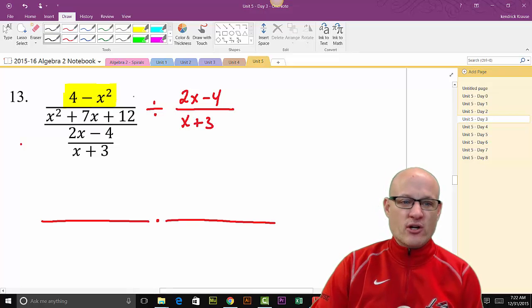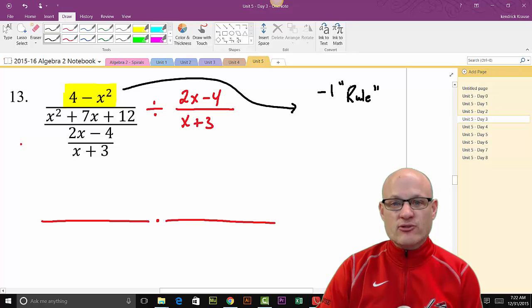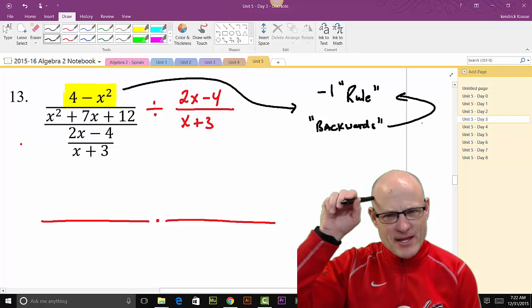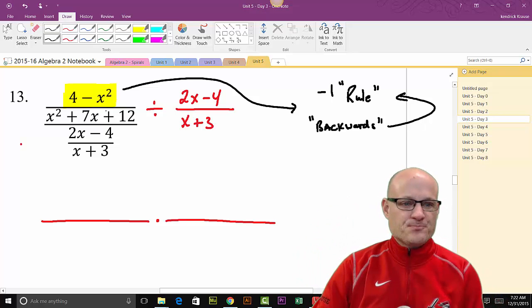So what I want you to start looking for is things like this, because this is going to be the -1 rule. It's almost guaranteed somewhere in there, because you have something that's backwards. It's just backwards from what we're normally used to seeing, so it's got a very good chance it's going to have the -1 rule. So keep that in your brain.